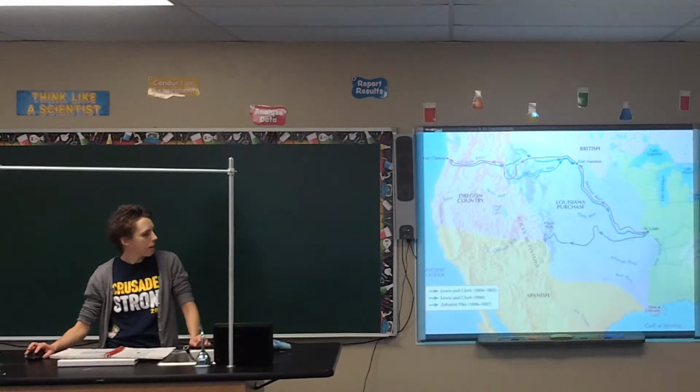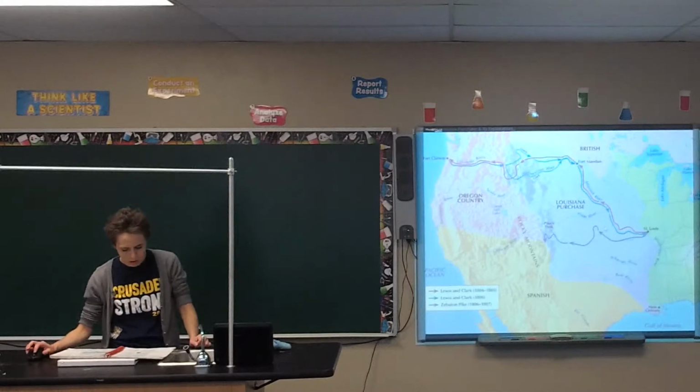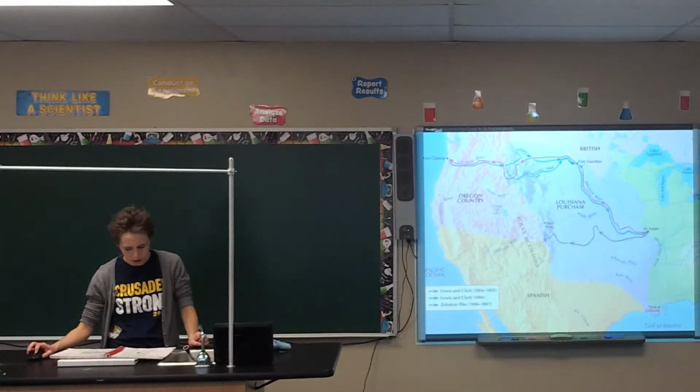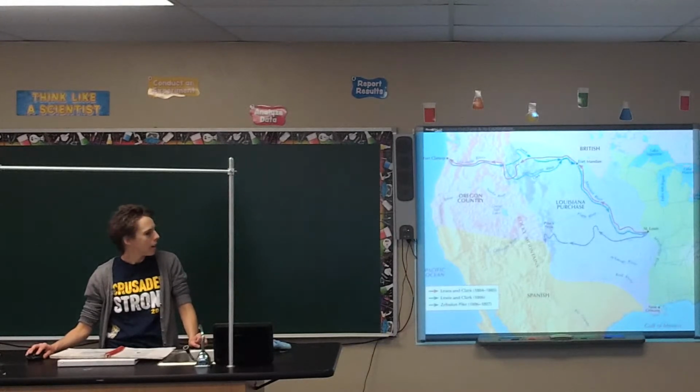Another one that was sent was Zebulon Pike. So while Lewis and Clark explored the northern half, Zebulon Pike explored the southern portion. President Jefferson commissioned Zebulon Pike to explore the southern half of Louisiana. His expedition gets cut short, but he does discover Pike's Peak, which is interesting. He discovered what becomes known as Pike's Peak, a really tall section of the Rockies in Colorado, so it's named after him.